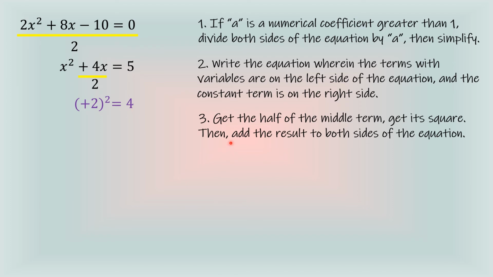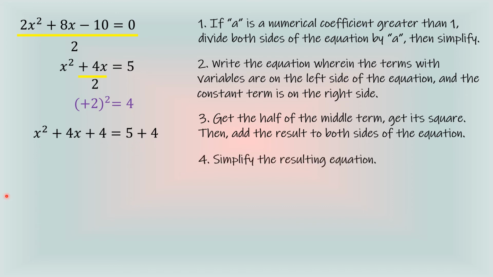And then, let us now add this result to both sides of this equation. So, x squared plus 4x plus 4 equals 5 plus 4. Again, i-add natin yung nakuha nating 4 dito sa left at right side ng equation. Next, simplify the resulting equation. So, let us now simplify this resulting equation. X squared plus 4x plus 4 is equal to 9 because 5 plus 4 is equal to 9.